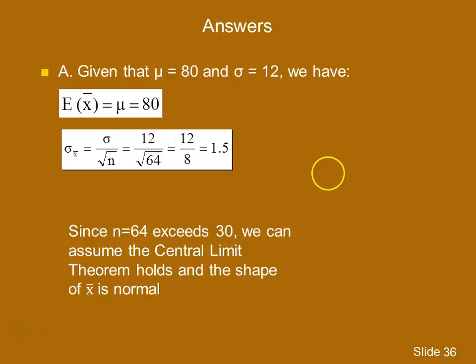Let's do part A again first. Given the population mean is 80 and sigma, the population standard deviation, is 12, we know that the mean of x bar, or expected value of x bar, is 80. Sigma x bar, the standard error of the mean, sigma over the square root of n, is 12 over the square root of 64, which is 1.5. Once again, a sample size of 64 is large enough that we can assume the central limit theorem holds, and the shape of x bar is normal.